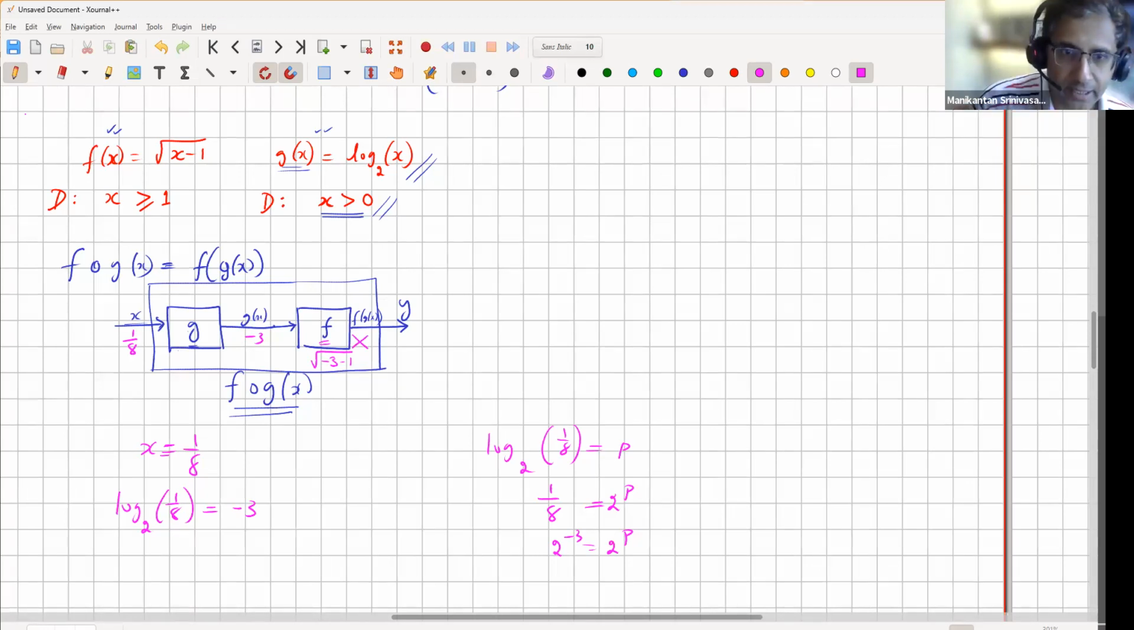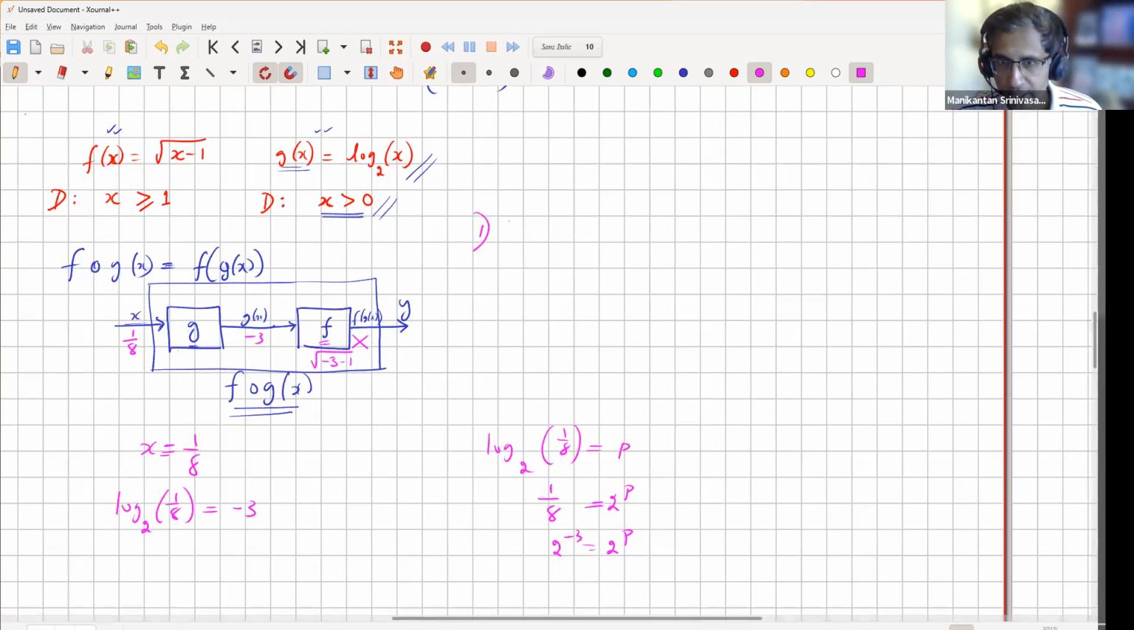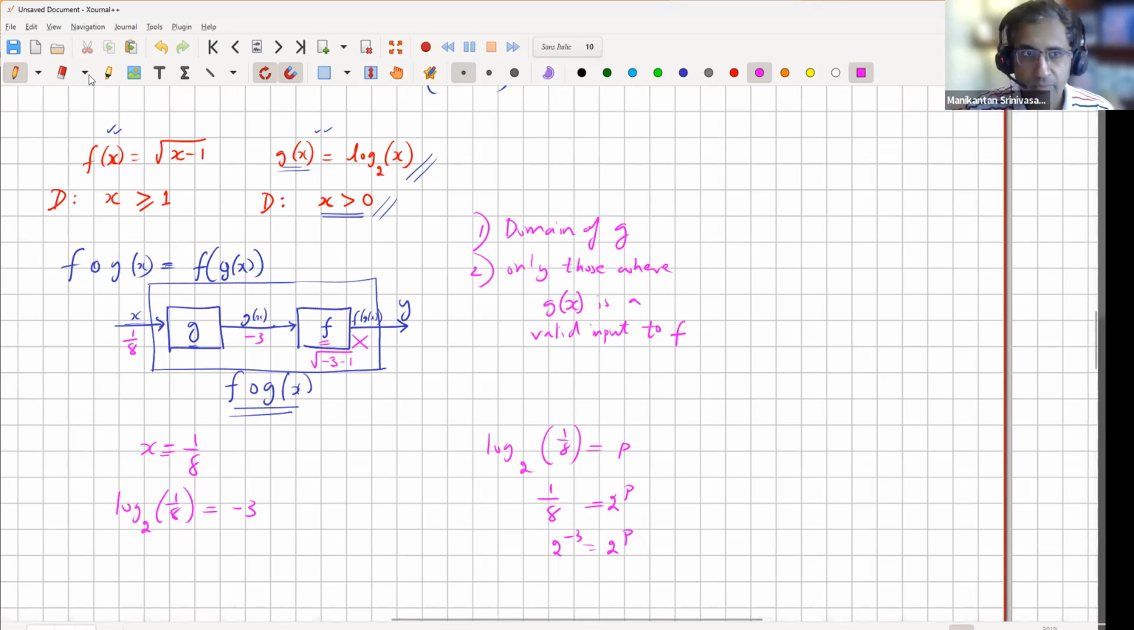Okay, so what are we saying in conclusion? We are saying there are two restrictions to determine what the domain of f of g of x is. The first restriction is, first of all, look at the domain of g. But within that, only those x where g of x is a valid input to f. Okay, does it make sense? Sarah, does it make sense to you?